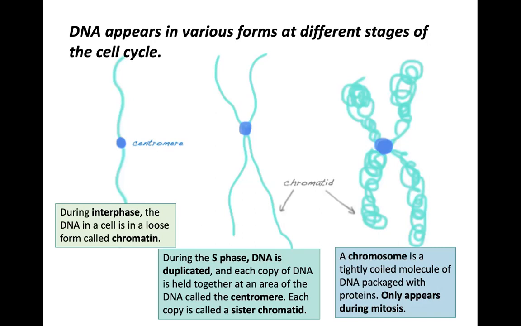And then during the S phase, DNA is replicated. You're going to hear this a lot, okay? Each copy of DNA is held together by this right here, which is known as a centromere. So each copy of the DNA is called a sister chromatid. And when we put those chromatids together, we make what is known as a chromosome.